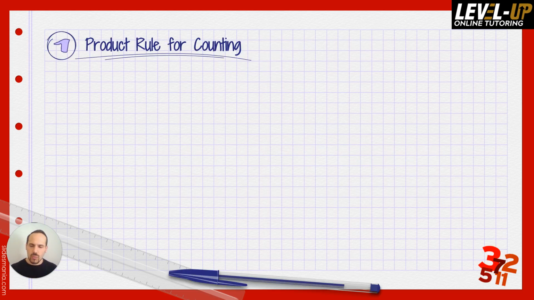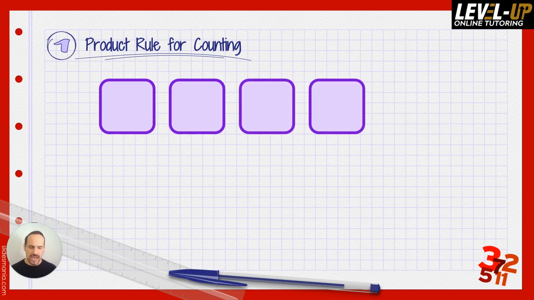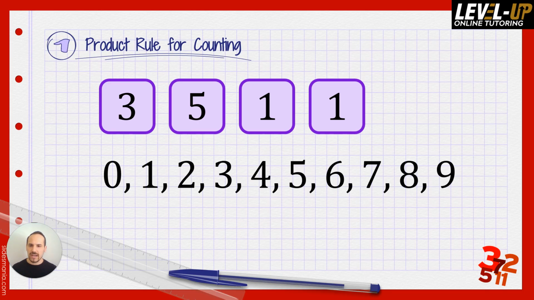So what is this? Well, let's take an example like this where we have four slots. Like imagine we're trying to pick a pin number for something, and one example could be something like this where we've got the digits from 0 to 9 as our possibilities for each of them, and we want to know how many different combinations we could make there. And well, here's our options.